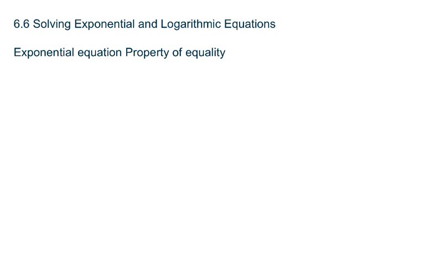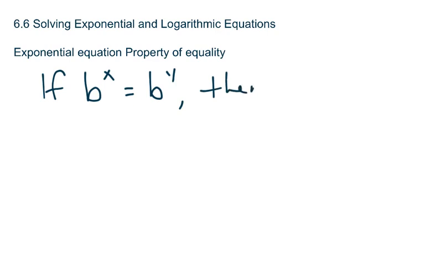The first method, I guess you could say, is the exponential equation property of equality. What the exponential equation property of equality says, and that's kind of a mouthful, is this: if b to the x is equal to b to the y, then x is equal to y. That should make sense. If b to the x is equal to b to the y, then we can safely assume that x is equal to y.